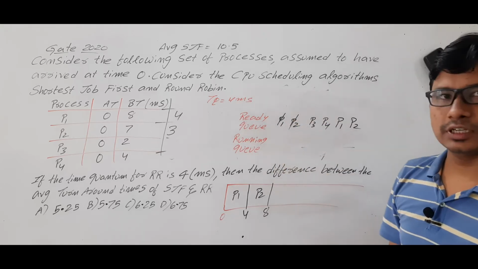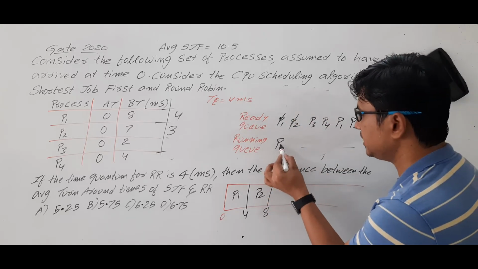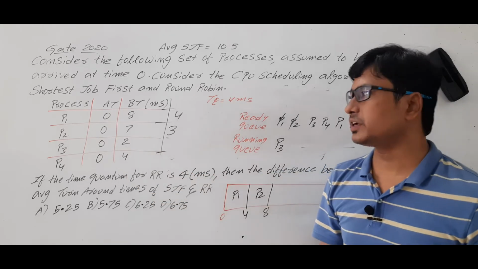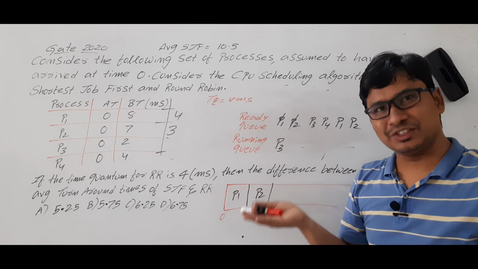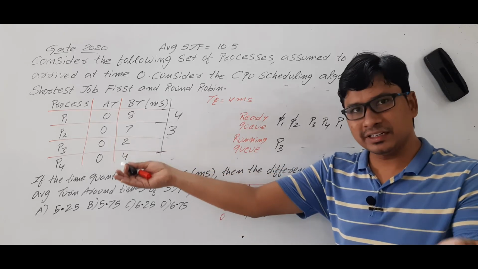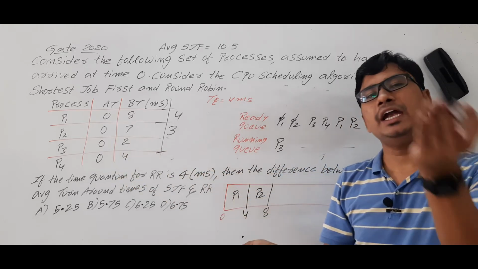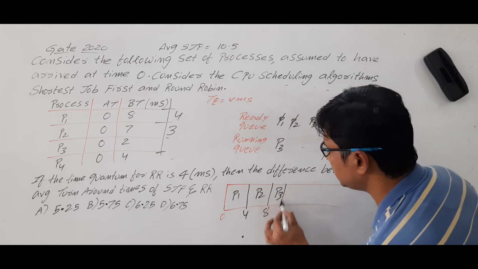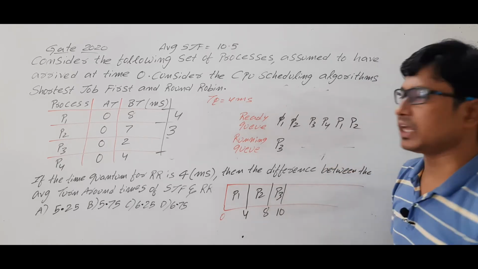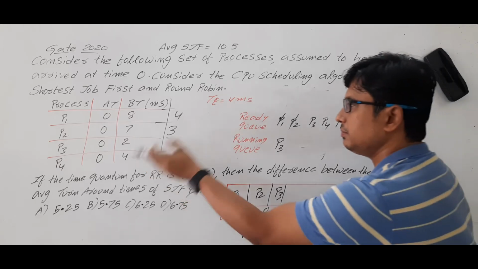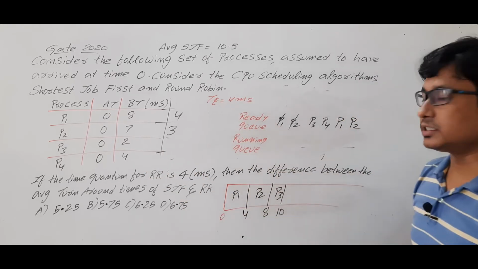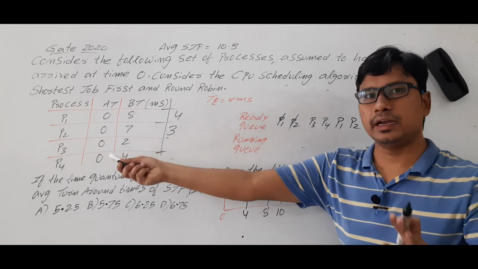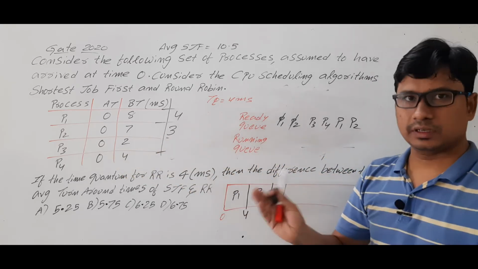Now next is process P3. So P3 will be dispatched to the running queue. It needs only 2 units of time. Even though the time quantum is 4 units of time, it will complete its task in 2 units of time and go to the terminated state. So we will run P3 for 2 units of time only. Then it goes to the terminated state. We do not need to keep it in the ready queue because it has completed its entire task.